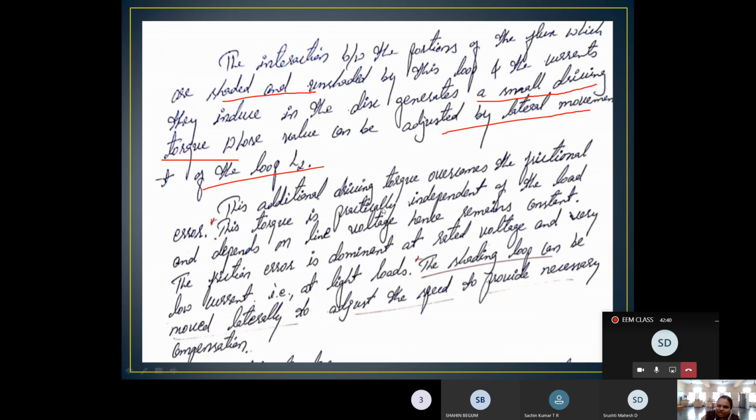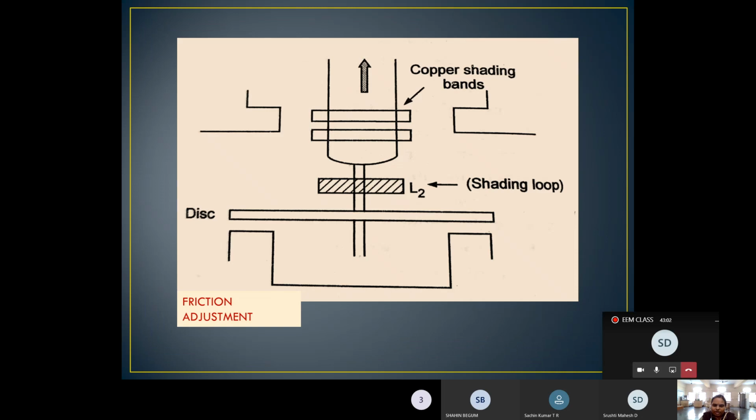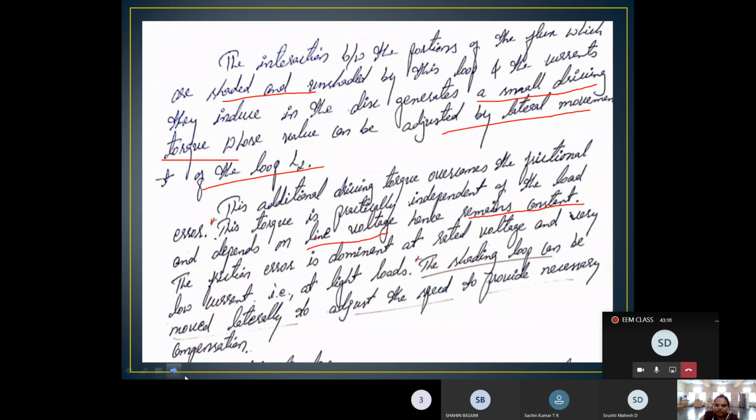This torque is practically independent of the load. We told that in the previous part, and it depends on the line voltage. Observe here, it depends on the line voltage. Hence, it is going to be constant only. The disc will always rotate in a constant manner, even though a small torque is introduced to the disc, but it is not that much affecting the disc rotation. That's the meaning here.